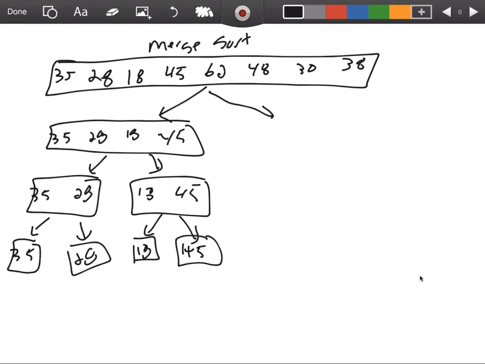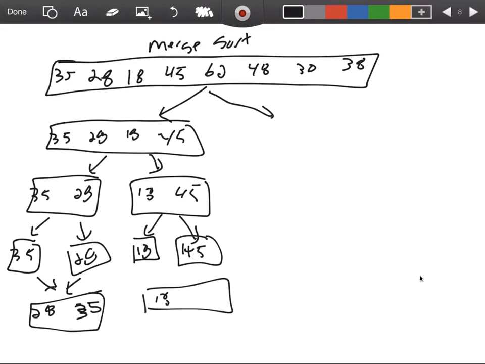We now start building them back up. To build them back up, we're going to put these in order. So we're going to put the 28 here and 35 there. This one, we're going to put the 18 and then the 45. We then look at this one: the 18 comes first, then the 28, then the 35, and then the 45. And we expand back out. All that's on page 559. And I said half of it, but that's the idea.